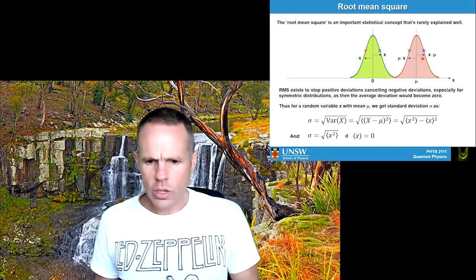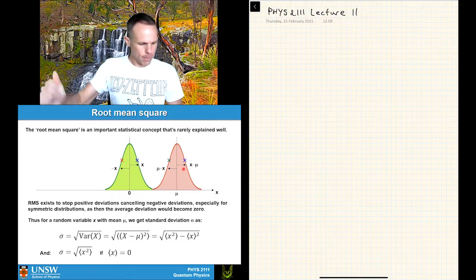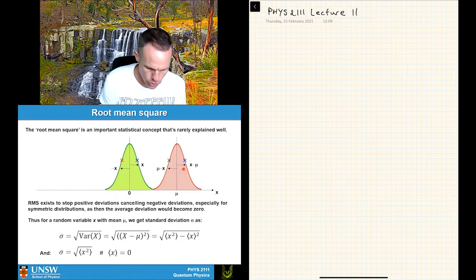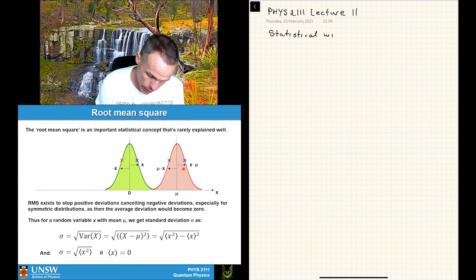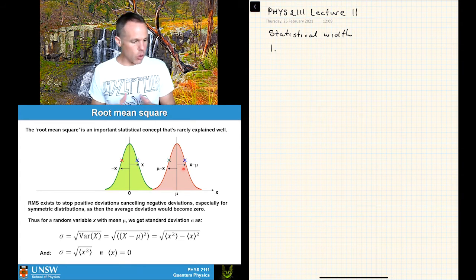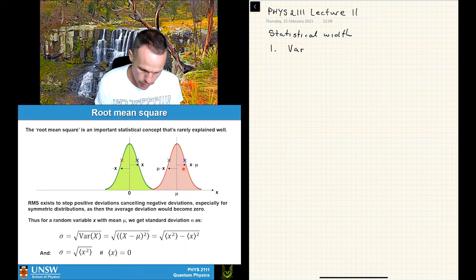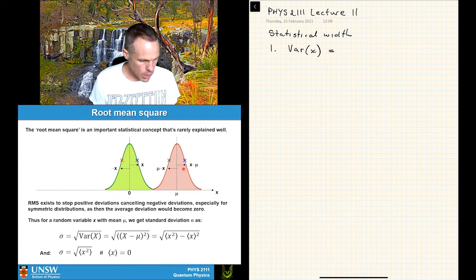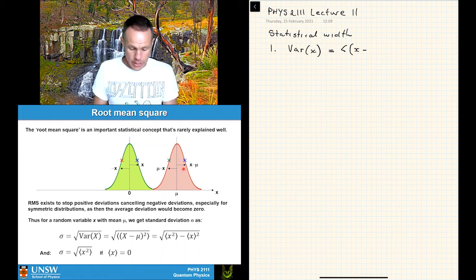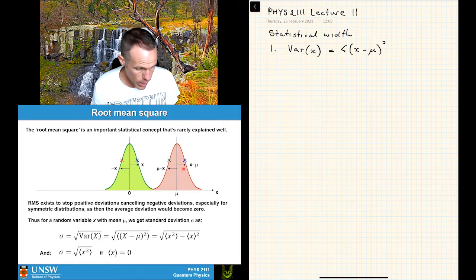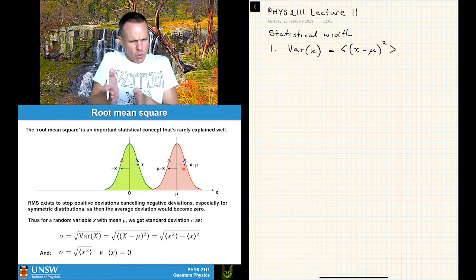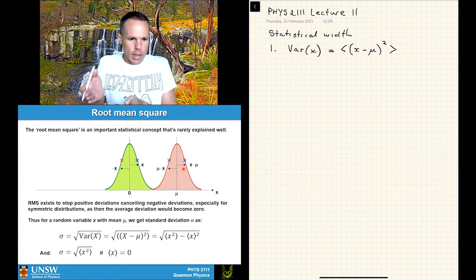So usually what we can do in here, and I'll need some paper, is have two definitions for statistical width or distribution width. The first is something that we call the variance. It's usually written as var of x, and it's really just the average of what our particular position is, x minus the average mu, squared. And so really what we're doing there is just taking the mean square displacement away from what we're looking for.